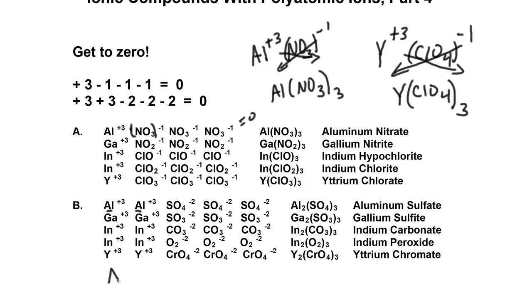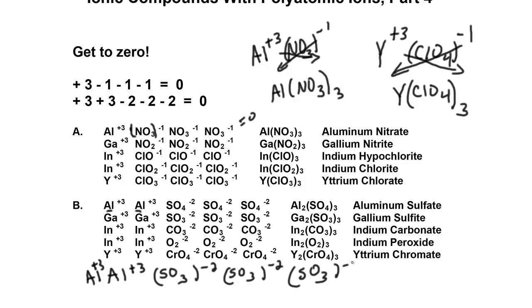If I had aluminum sulfite, aluminum +3, sulfite is SO3, that has a charge of -2. Aluminum sulfite, well, I'm going to need 2 Al +3, that gives me +6 altogether. Sulfite has a -2 charge, so I'm going to need 3 of these sulfite ions. So I'm going to have Al2, parentheses, SO3, close my parentheses, subscript 3.